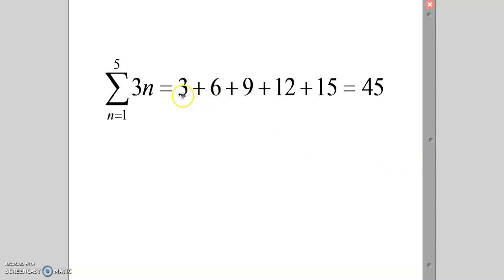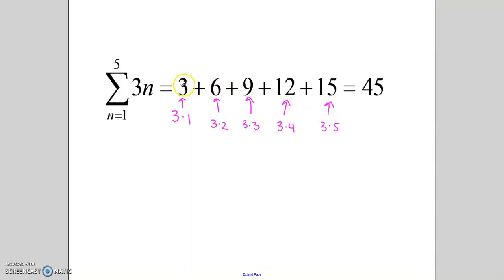So if we look at this string of numbers here, what do you notice about these 5 numbers we added together? And there were exactly five numbers we added together. But hopefully you notice that all these numbers are multiples of 3. So if you think about it, this number right here is 3 times 1. This is 3 times 2. This is 3 times 3. This is 3 times 4. And this is 3 times 5.